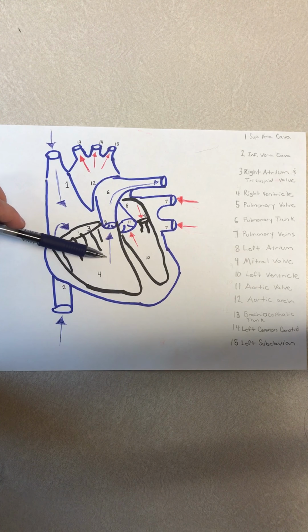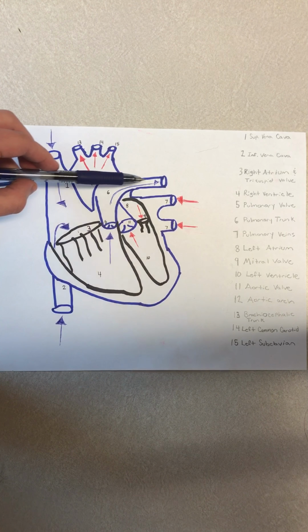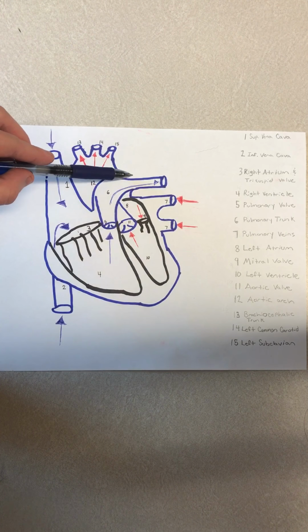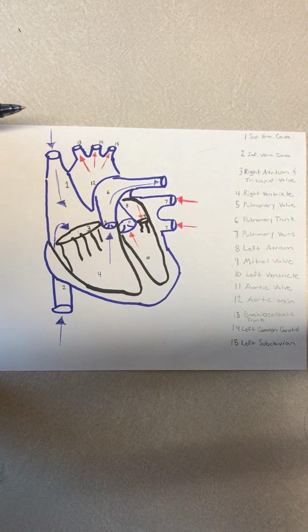From the right ventricle, it's going to go into the pulmonary valve. From the pulmonary valve, it's going to go into the pulmonary trunk. It will flow through the pulmonary trunk and exit and go into the lungs. It'll circle through the lungs, and then this is where the deoxygenated blood will get its oxygen and become oxygenated.